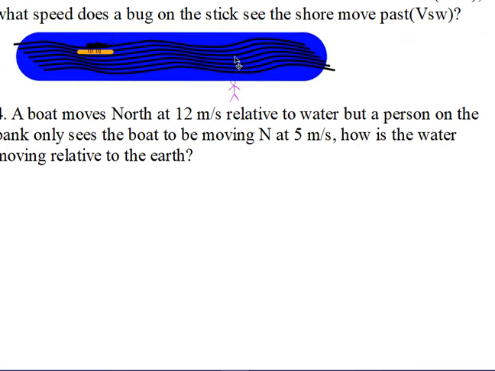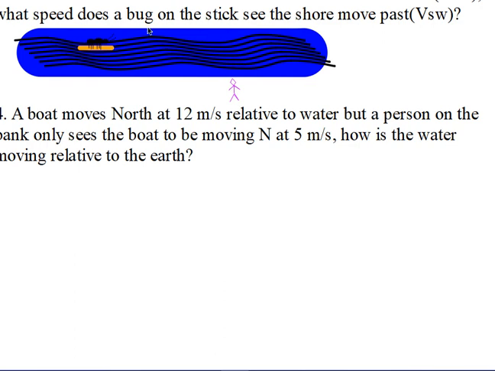And the question is, what does it look like to the bug on the stick, who, like all creatures, thinks that it is in the center of the universe, and so it is sitting still while this person on the shore moves past. And what would be the velocity of that person, and hence the shore, relative to the bug?